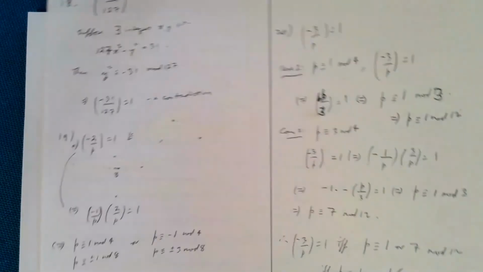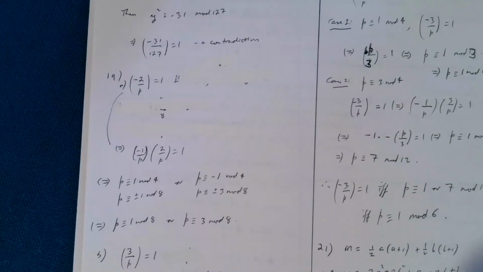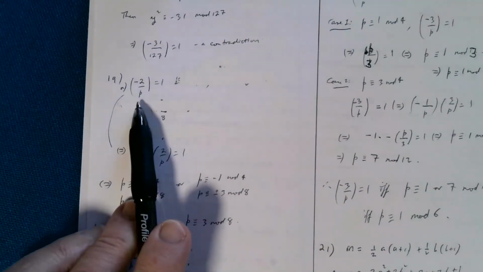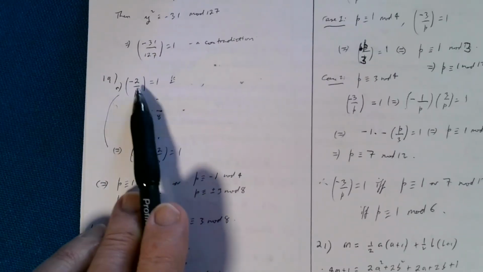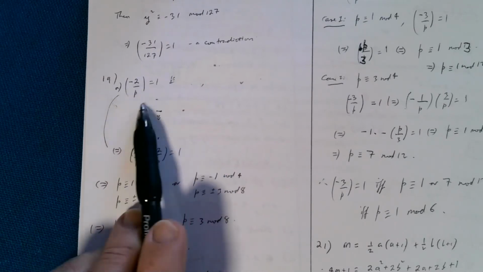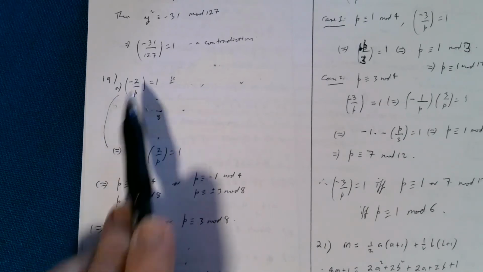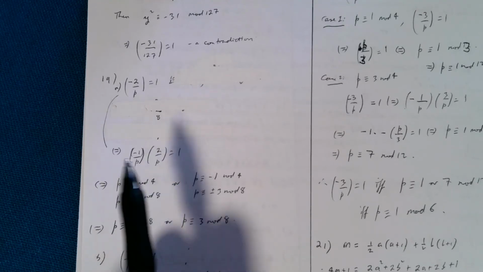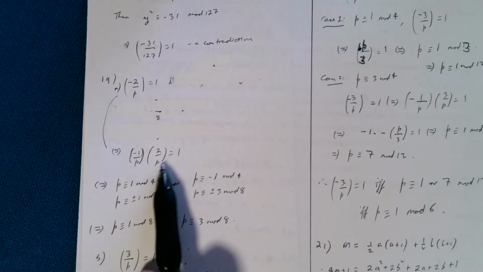So for question 19, for part A, we want to show that this thing is equal to 1. So I want to know when, for what primes, is -2 a square, so that means we want this Legendre symbol to be 1. So I can split this up into two different pieces here, and that will then lead me to 2 cases. So either both of these numbers are 1 to multiply to give 1, or both of these are minus 1.